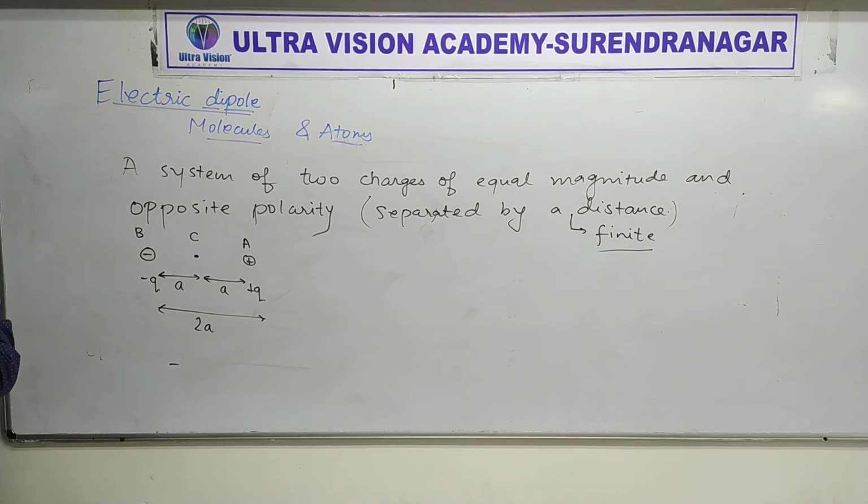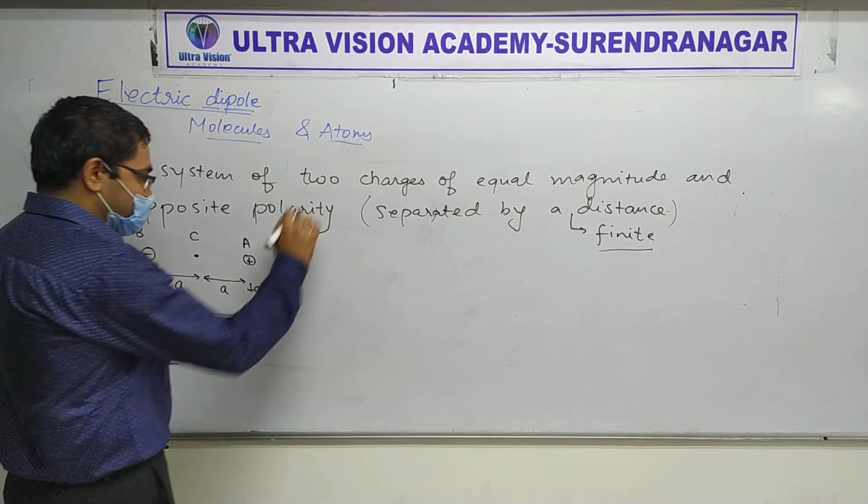Not A. This is one of the most common mistakes. Distance between the two charges. Alright, 2a is the distance between them, not A. So you have to be careful, right? If you try to do it quickly, you might make a mistake in the question.